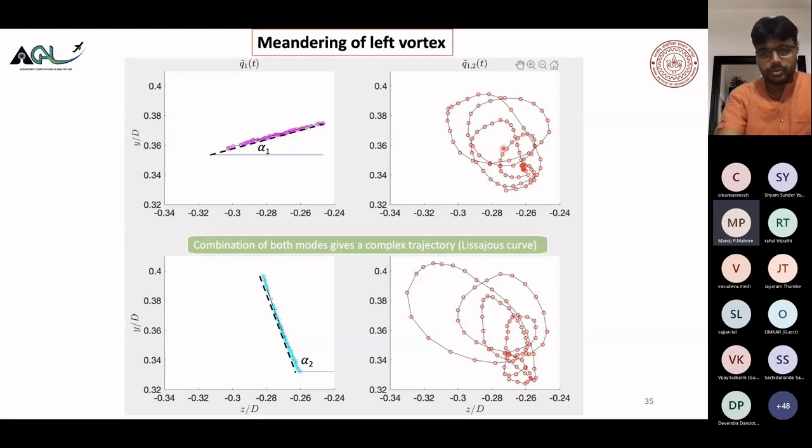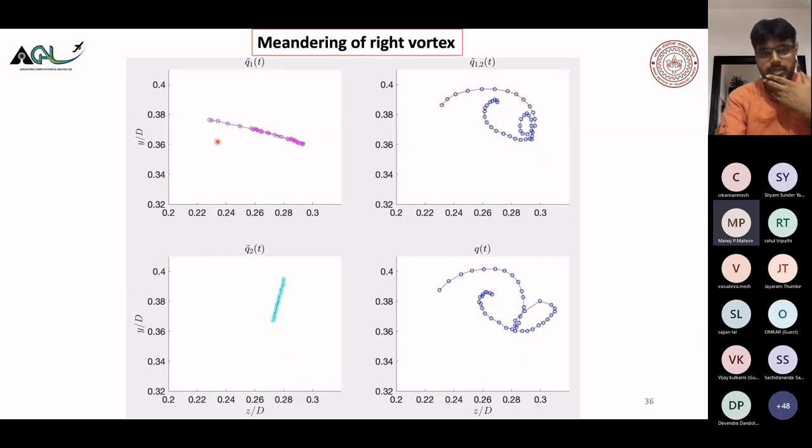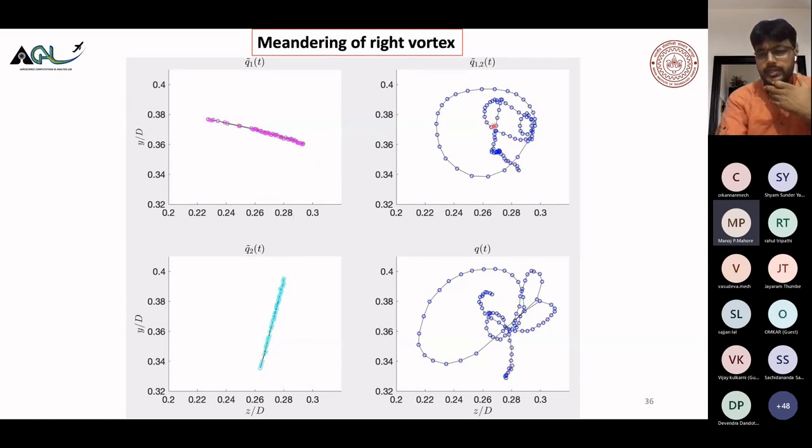So the combination of both modes gives a complex trajectory, and it's very nice if some of you are interested in drawing. There is a Lissajous curve, which takes different kinds of linear paths and gives you a very complicated structure, and that is what is happening here. Similarly, if you look at the right vortex, the same thing is happening: first mode, second mode. One is asking for left-right, the second is going in this direction, and the combined effect is Q1 and Q2 here, and this is your actual configuration.